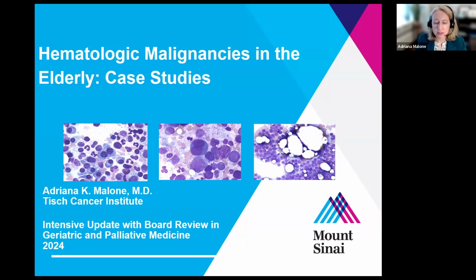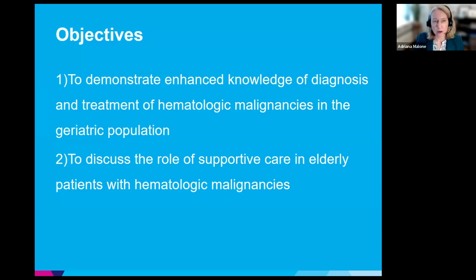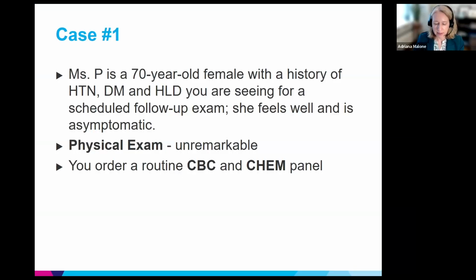My goal for this educational session is to take you through two patient cases which highlight key issues of hematologic malignancies in older and elderly patients. I have no disclosures. Our objectives for this session are first, to demonstrate enhanced knowledge of diagnosis and treatment of hematologic malignancies in the geriatric population, and second, to discuss the role of supportive care in elderly patients with hematologic malignancies. First, we will begin with case number one.